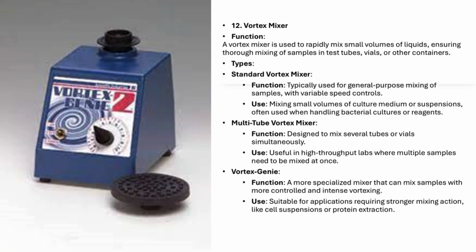Multi-tube vortex mixer. If you're working with multiple samples, the multi-tube vortex mixer can mix several tubes or vials at once. This is particularly useful in high-throughput labs where you need to mix large numbers of samples simultaneously, saving you time and effort. Vortex Genie. For more intense mixing, the Vortex Genie offers specialized vortexing. This model is designed for applications that require a more vigorous mix, such as when working with cell suspensions or during protein extractions. It provides more controlled and powerful vortexing.